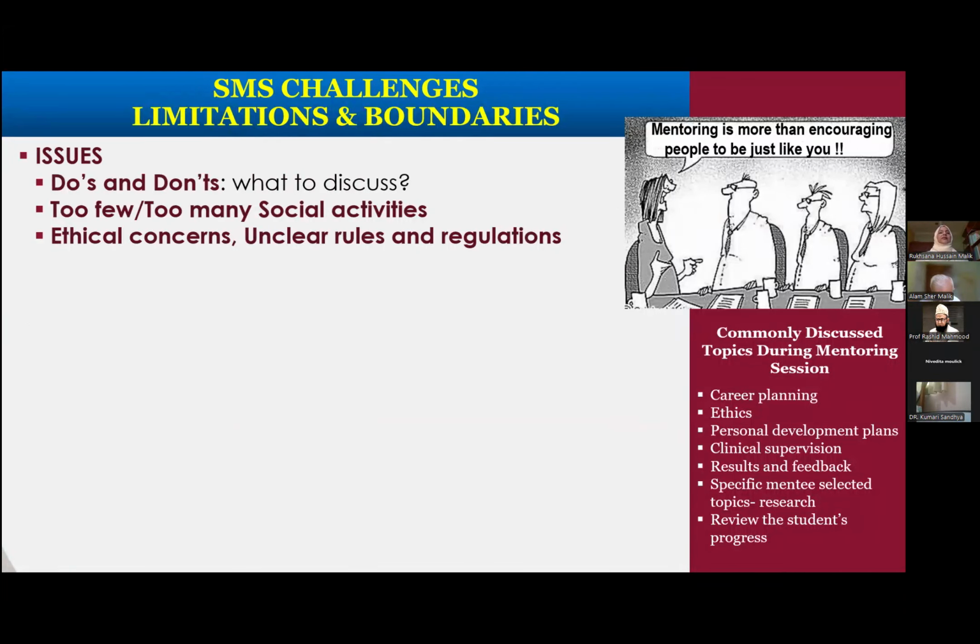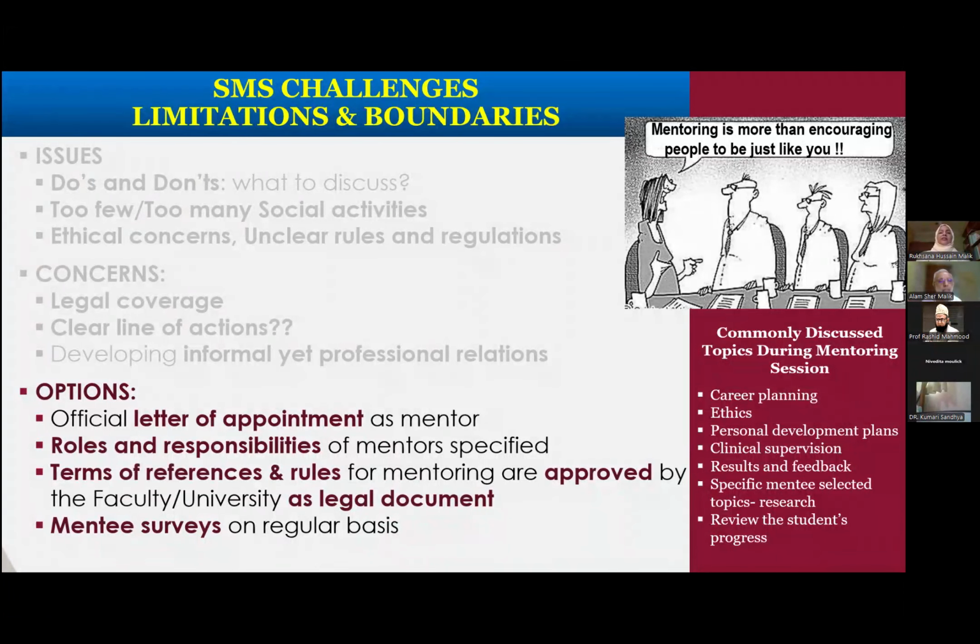The ethical concerns: unclear rules and regulations. The concern will be legal coverage, a clear line of actions, and developing an informal yet professional relationship with the students. Options will be that an official letter of appointment should be given to the mentors. The role and responsibility of the mentor should be specified. The terms of reference and rules for mentoring are approved by the faculty and university as a legal document, and mentee surveys are done on a regular basis to get the feedback.